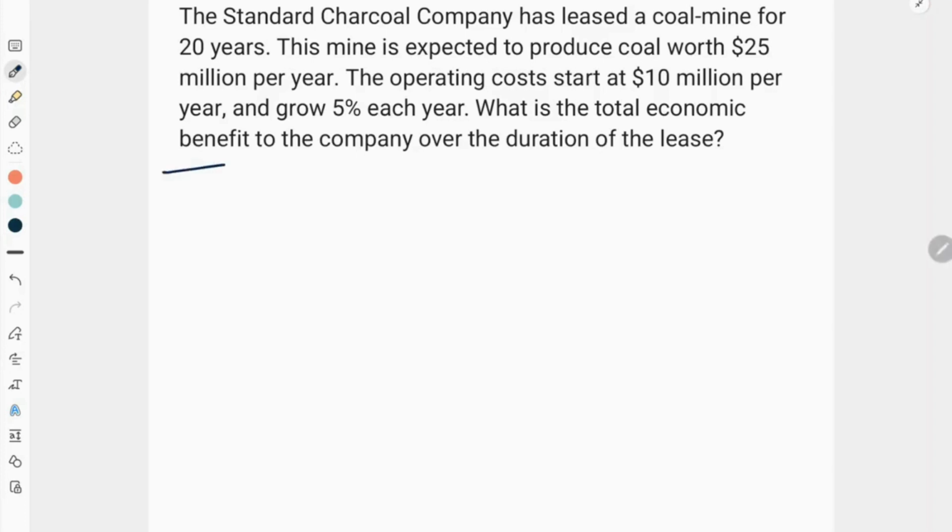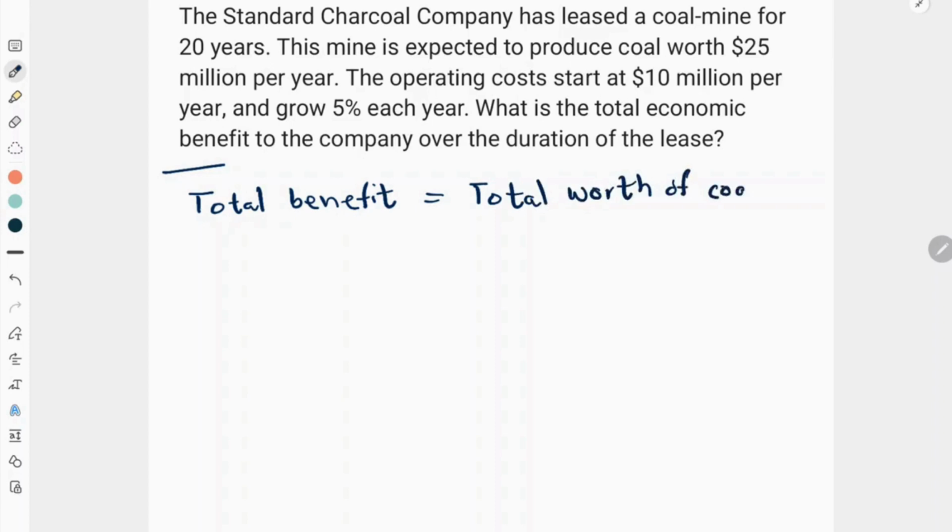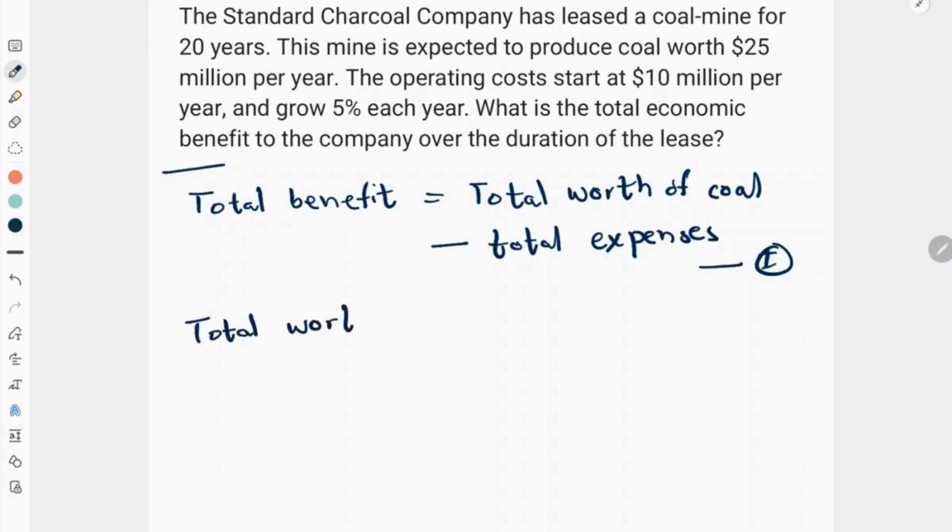So let's start with this. Total economic benefit, total benefit is total worth of coal minus total expenses. Let's call this equation 1. So total worth of coal, this is straightforward, which is 25 times 20. I'm dropping the $1 million, which is $500 million.